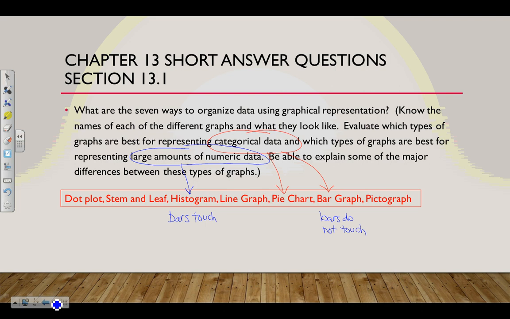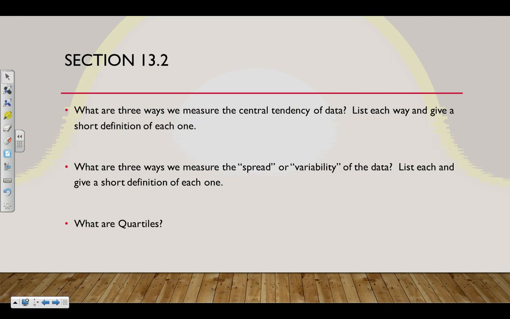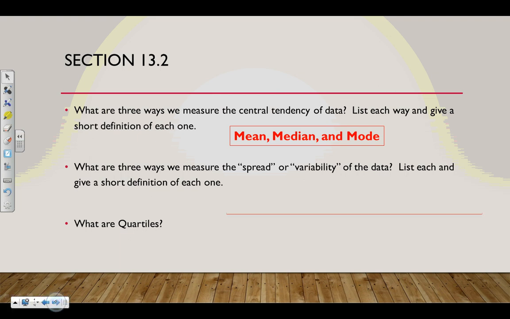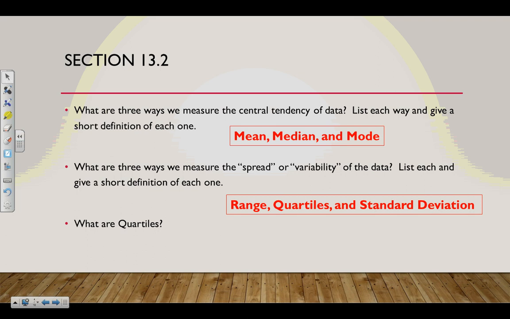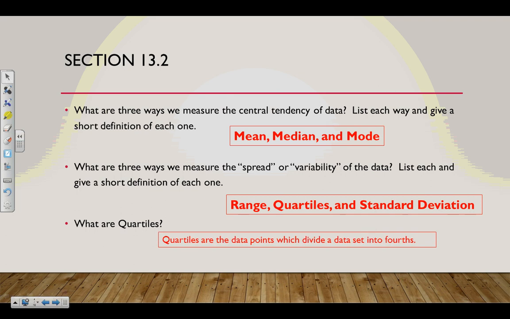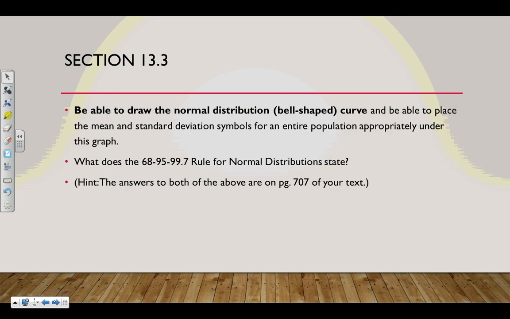Okay, the next thing we need to do is talk about section 13.2. What are 3 ways that we measure central tendency of data? That would be the mean, median, and mode. Be sure you know how to do those 3 things. What are 3 ways that we measure spread or variability? Well, that would be range, quartiles, and standard deviations. So you need to be able to just give a short definition of each of these. Those are found in the textbook. What are quartiles? They are the data points which divide a data set into fourths. These definitions are going to be important for your short answer questions.